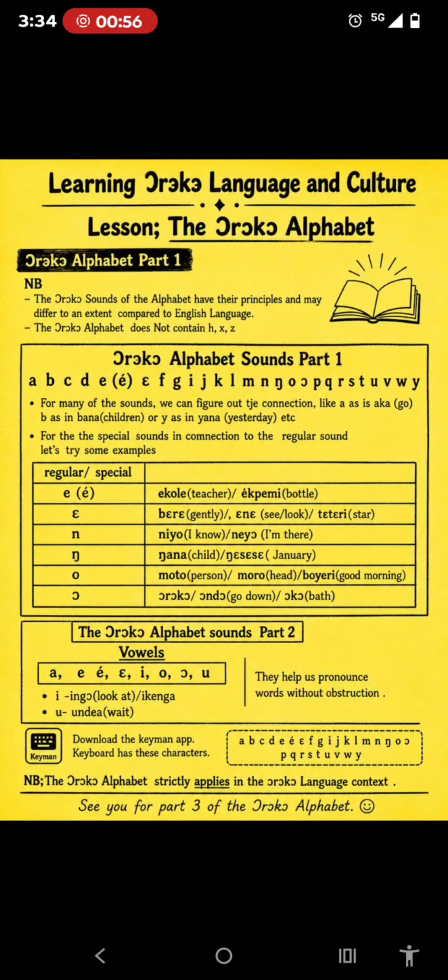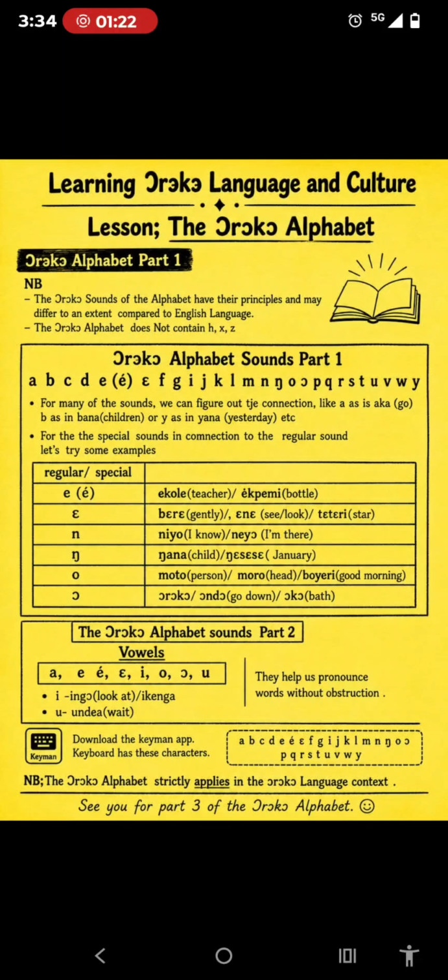So these are the sounds of the Oroko alphabet. Please take notes because you have some special sounds here that are different from English language. That's why I said earlier that they have their own principles. However, some of them appear to be just like those of English language. So you'll be able to identify that because you already have an idea of English language.